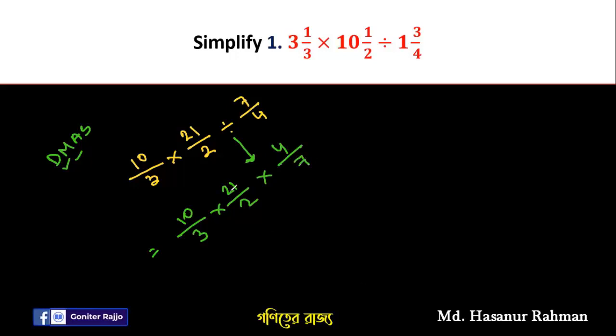Now we have to divide. Look at this. 21 can be divisible by 7. It will be 3. 3 can be divisible by 3. So 3 and 3. 4 can be divisible by 2. So it will be 2. So here at last we will get 10 multiplied by 2, that will be 20. So 20 will be our final answer.